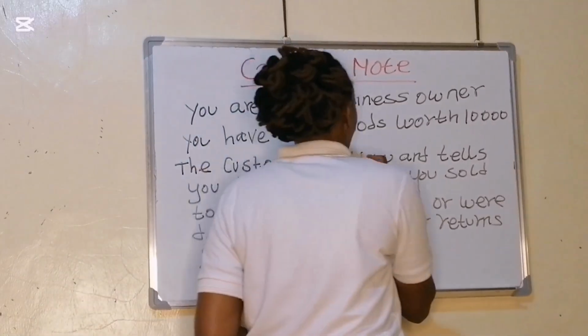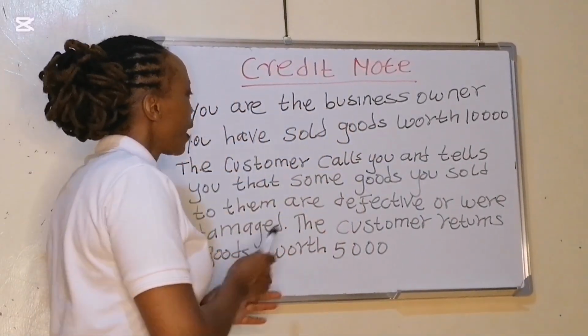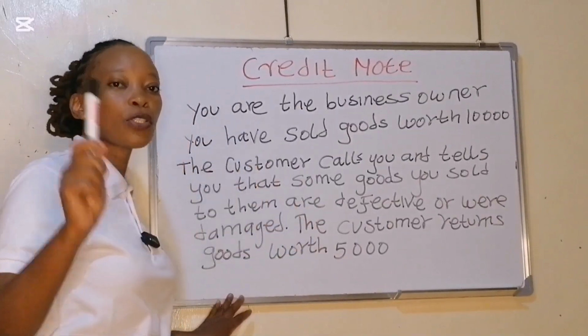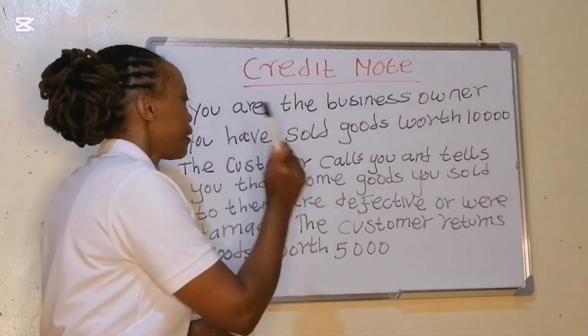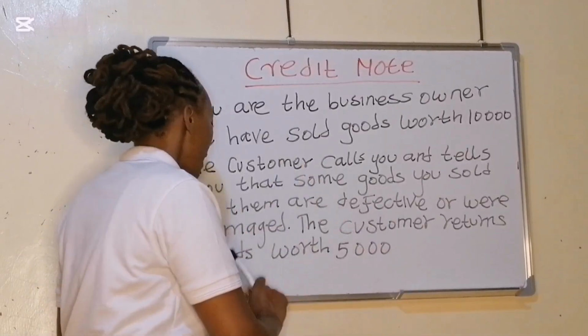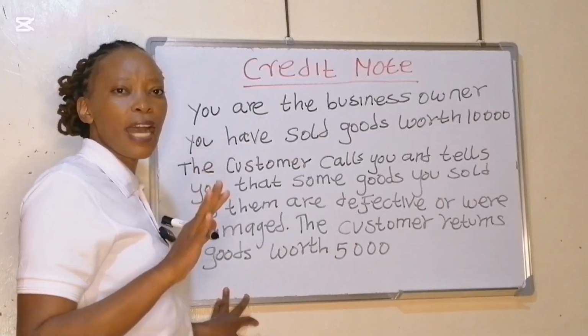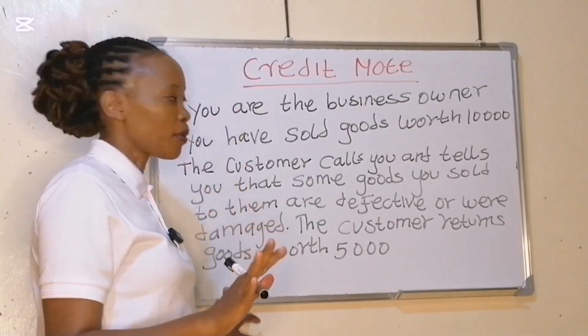Let me write here. The customer calls you and tells you that some goods you sold to them are defective or damaged. The customer returns goods worth 5,000. I know this one is understandable to everyone.